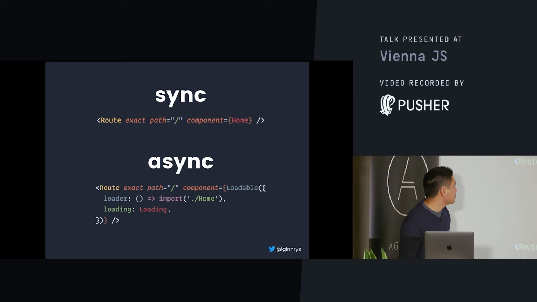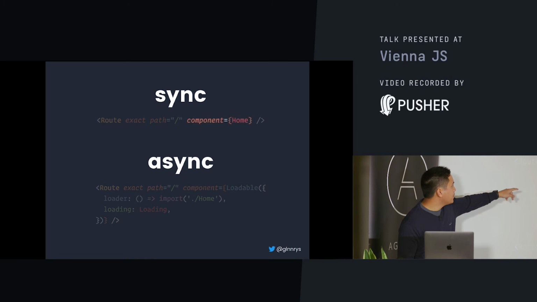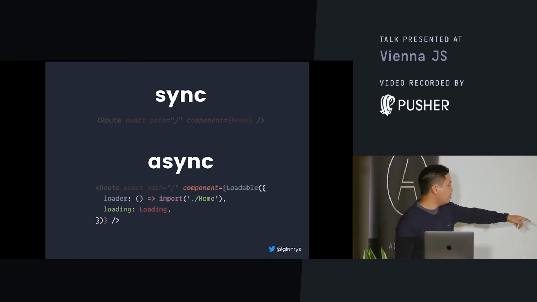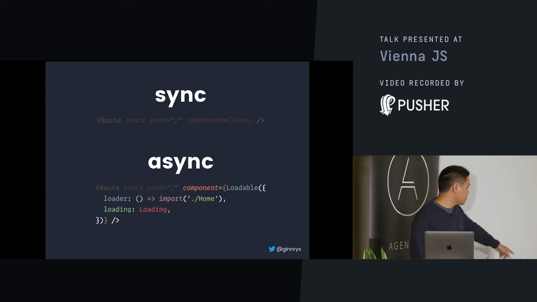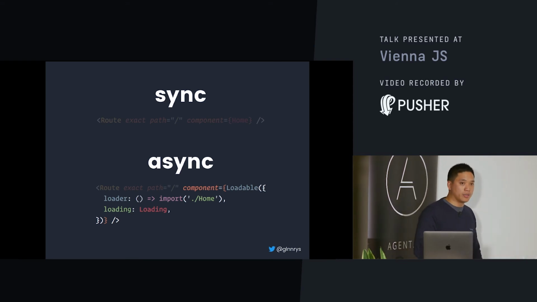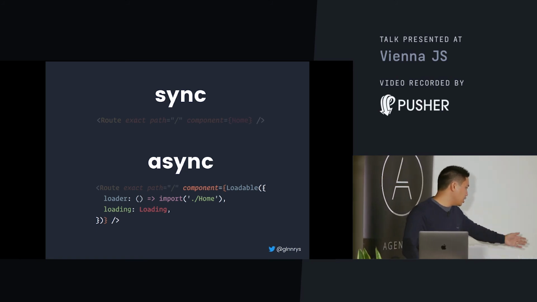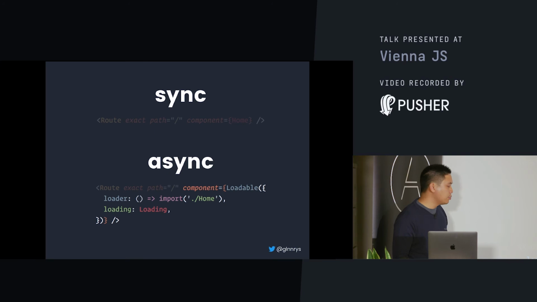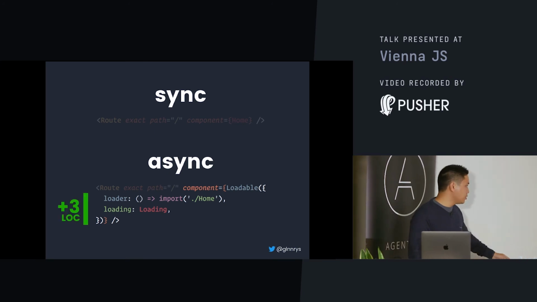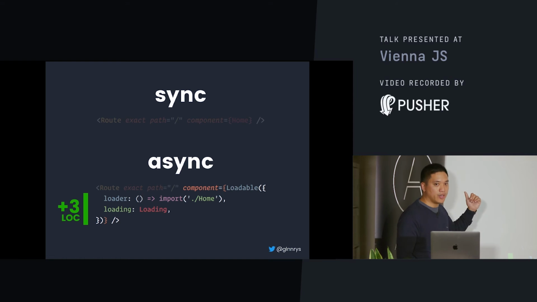Here's a tiny comparison of a synchronous route, where we simply pass the component with the component prop, and if we want to do it asynchronously, we call the Loadable higher order component and pass a bunch of options, like in this case loader, with a function that returns the dynamic import, and a loading indicator, which is again a simple React element. What this would do is the example that I've shown before, but only in 3 lines, right?